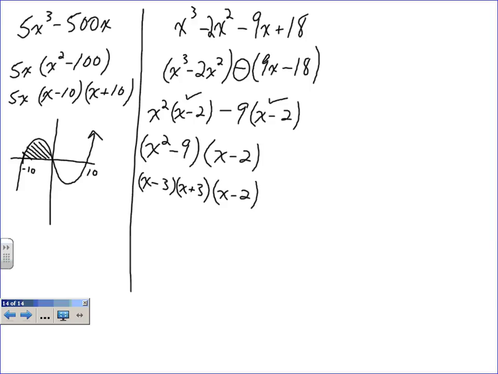Can we factor the sum of 2 squares? Like x squared plus 9? Does that factor? No. We have nothing to factor x squared plus 9 over the real numbers. Okay? However, we can factor the sum of 2 cubes.